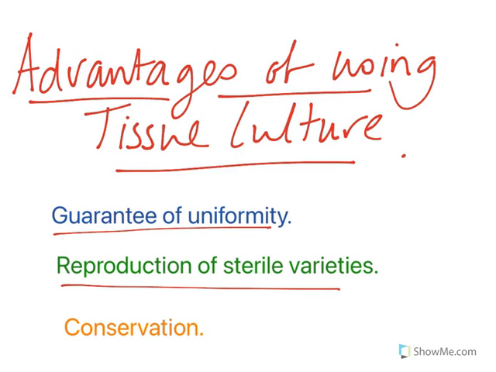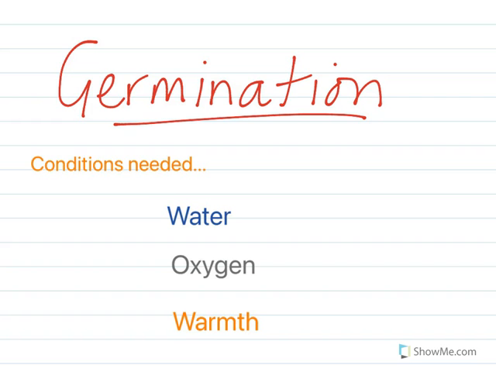We can also reproduce sterile varieties. These are food plants without seeds in, such as grapes and bananas. And of course, any rare or endangered plants can be propagated in this way to help with conservation.